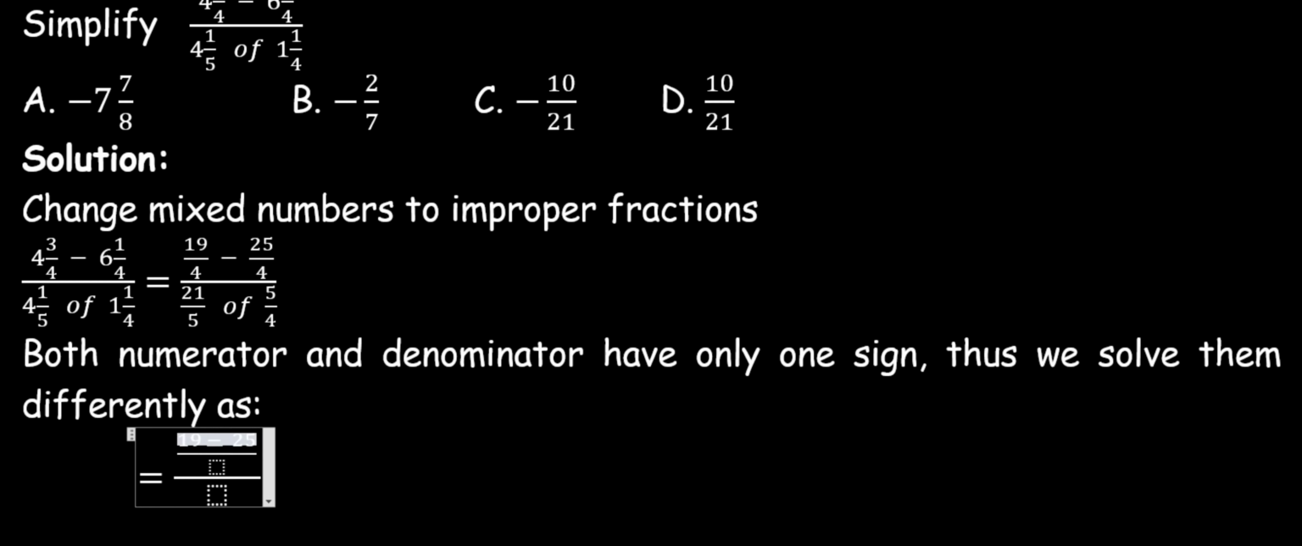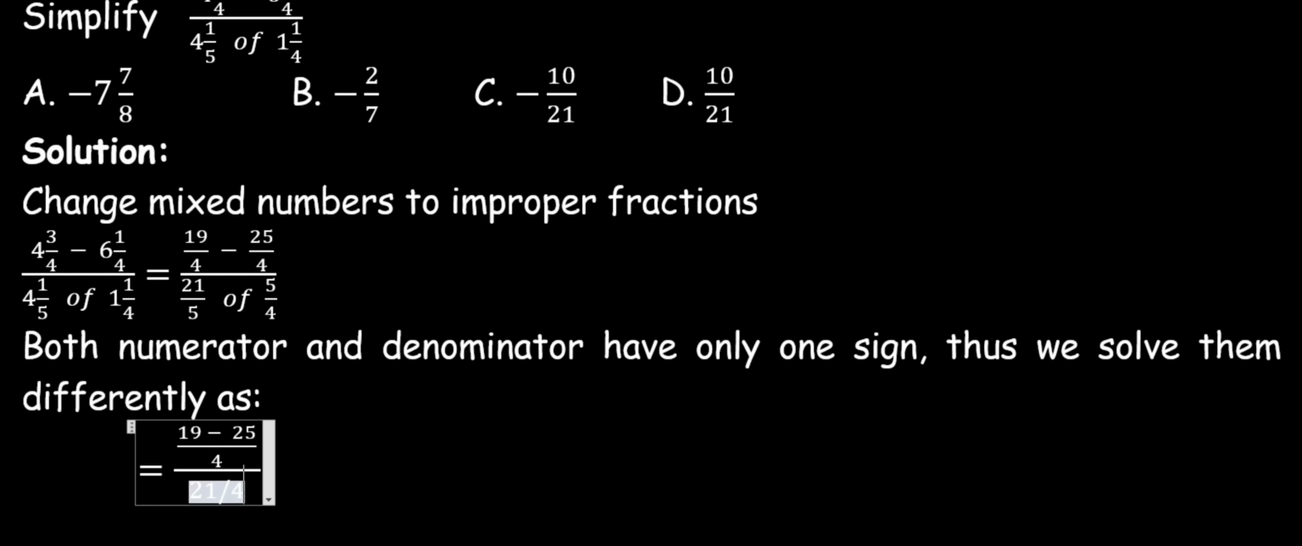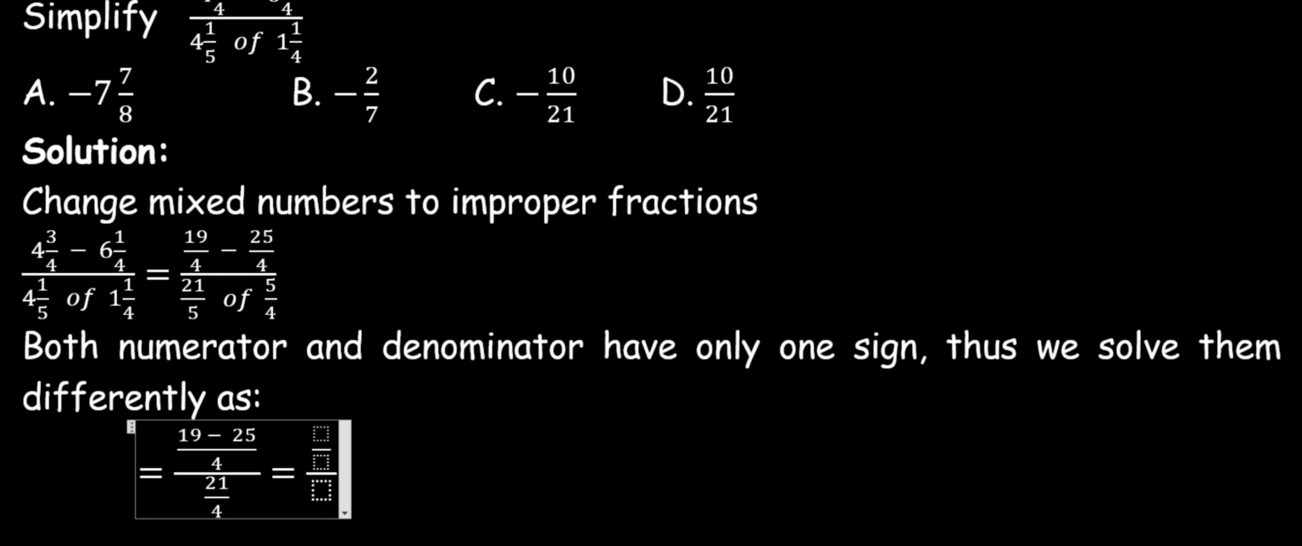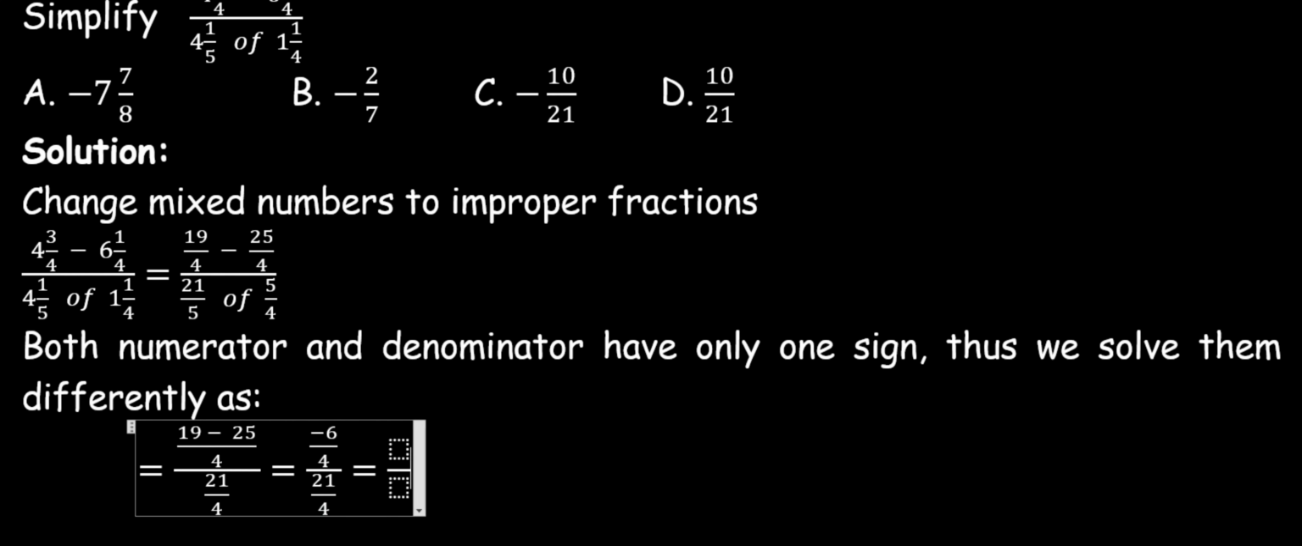1 times 19 will remain as 19, minus. Then in the other fraction, 4 divided by 4 is 1, 1 times 25 is 25. Then at the denominator you have of, which is simply multiplication. So you have 21 over 4 because 5 and 5 will cancel out. And that will give us minus 6 over 4 divided by 21 over 4, which is better expressed as minus 6 over 4, then with your division sign, 21 over 4.